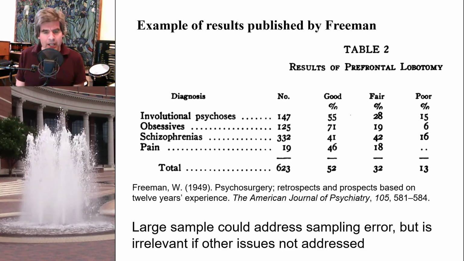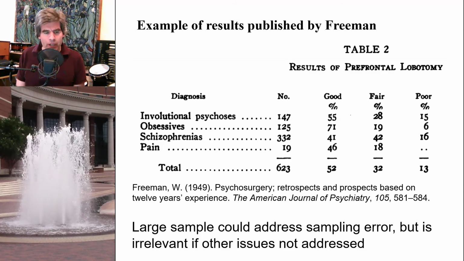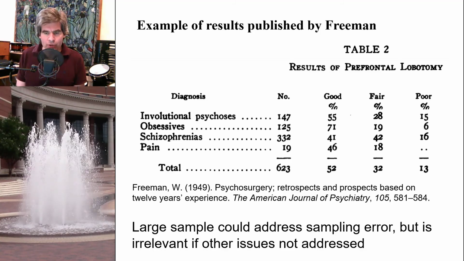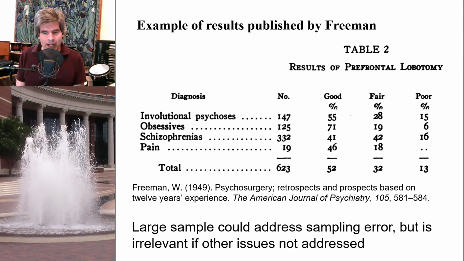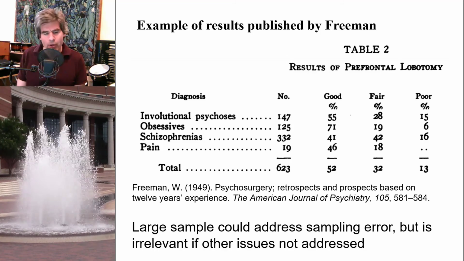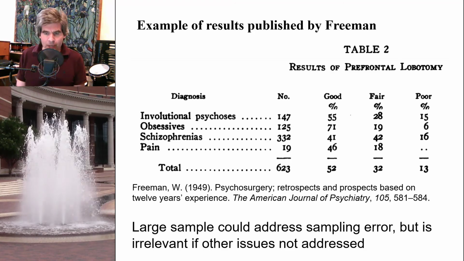Now, on the one hand, it is notable that Freeman is now quantifying results, and also he has a very large sample of 623 people. On the other hand, this report is still based on assessments where practitioners are rating the outcomes of their own patients. The ratings of good, fair, and poor are the ratings that were assigned to the patient by the practitioner. So the assessments are probably not valid. And moreover, the study does not have a control group.